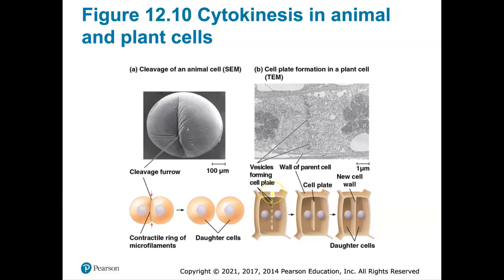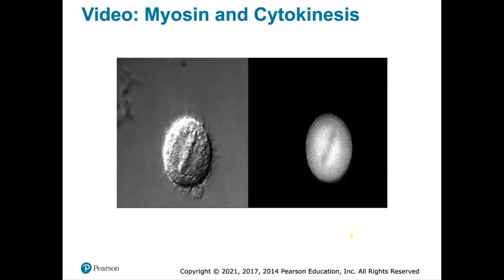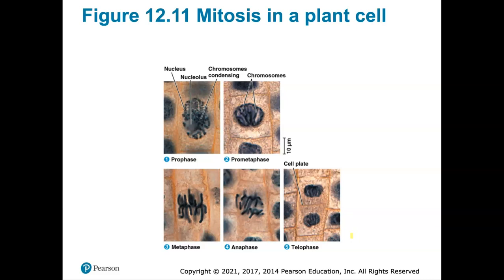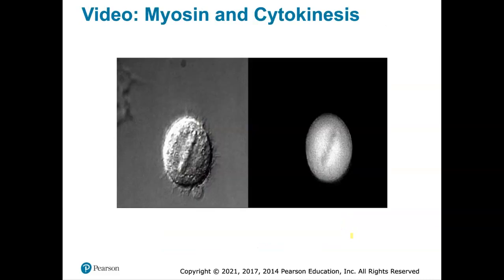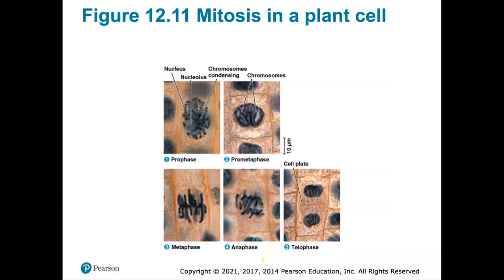And then the plant cell is going to form a cell plate in the middle of the parent cell, and eventually there will be a cell wall, and you will have your two daughter cells. And you have a video of cytokinesis in an animal cell. So these are on slides 42 and 43.